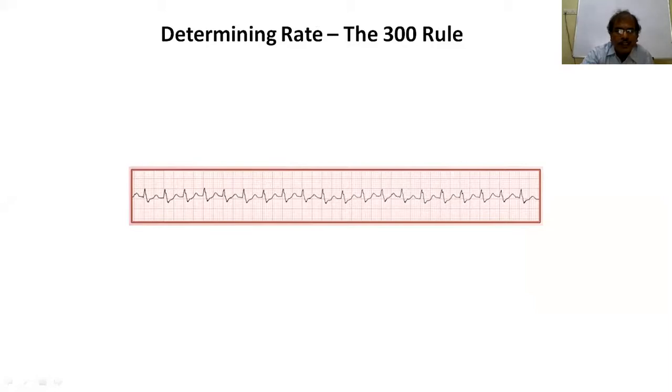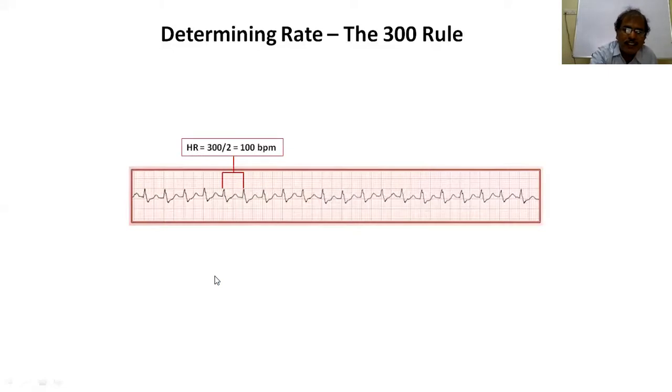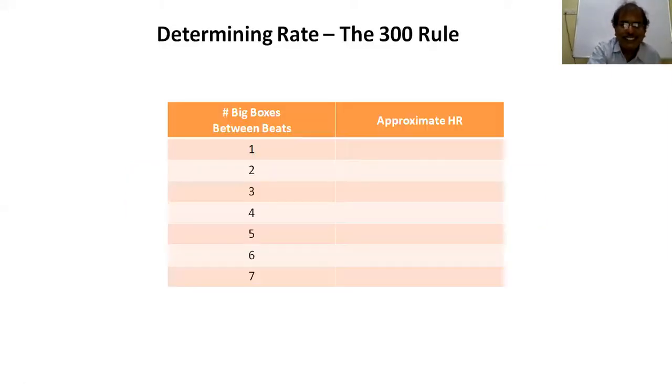Now you are seeing one ECG on your screen. Can you tell me the heart rate? What is the heart rate here? 150, sir. 150. So how many big boxes are there? 2. So 300 by 2 is 150. Actually, what is written there is wrong. 300 by 2 is 150, it is not 100. Sorry for the mistake here.